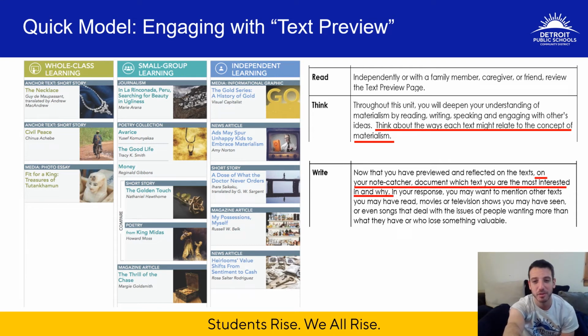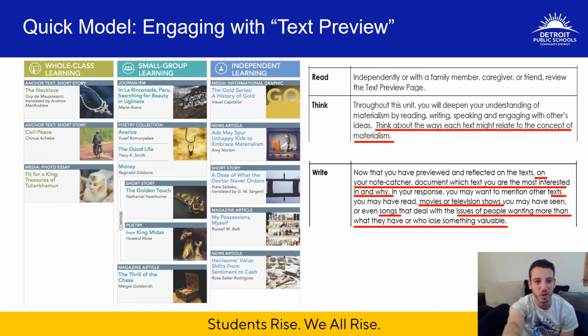And it says here that I have to think about which of these texts from the preview page I'm most interested in reading and why. But it also says that I may want to mention other texts that I've read, or movies or television shows that I've seen, or even songs that deal with similar issues of materialism. So I have to think about all of this when I'm navigating this text preview page.